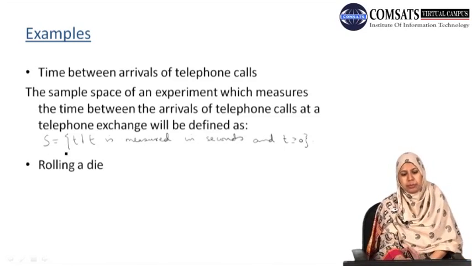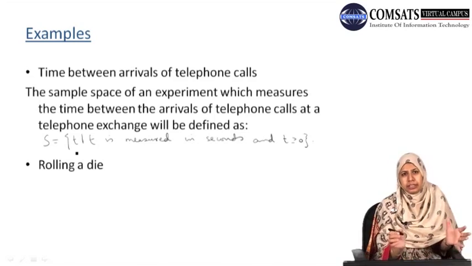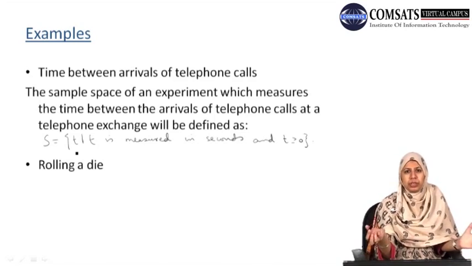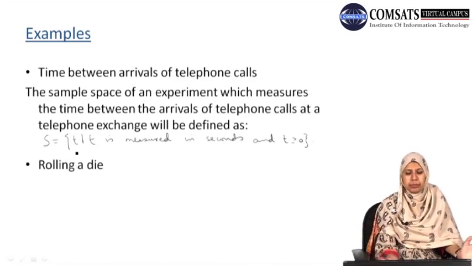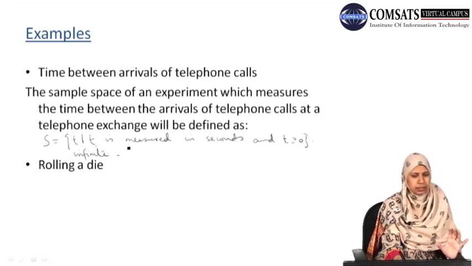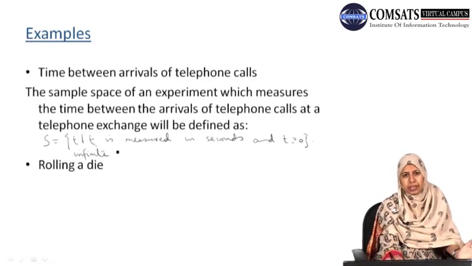So this type of sample space is an example of an infinite sample space, because we are starting from a difference of 0 seconds between two calls at a telephone exchange, and the difference between two calls may vary, may be equal to 1 hour, 10 hours, or any positive number. So this is an example of an infinite sample space, and the size of the sample space cannot be determined.